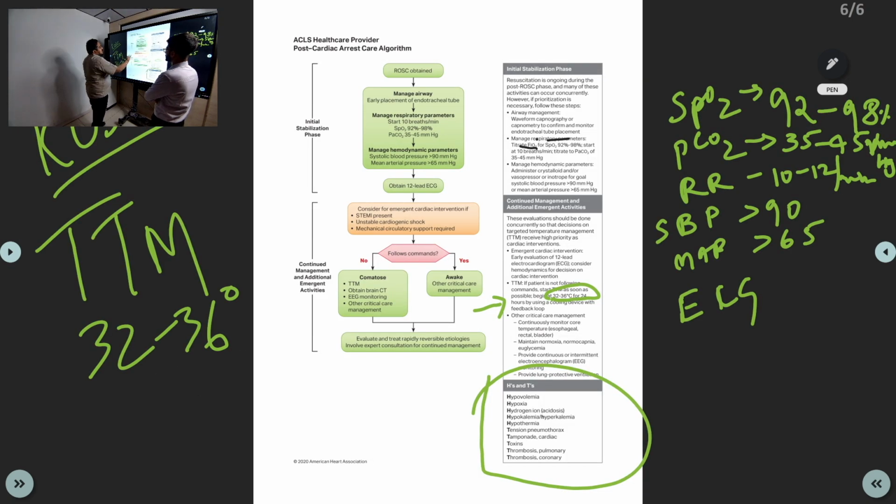Once you achieve return of spontaneous circulation, you go into the post cardiac arrest algorithm, whose targets we have already mentioned. So this is what you need to remember regarding the ACLS algorithm.